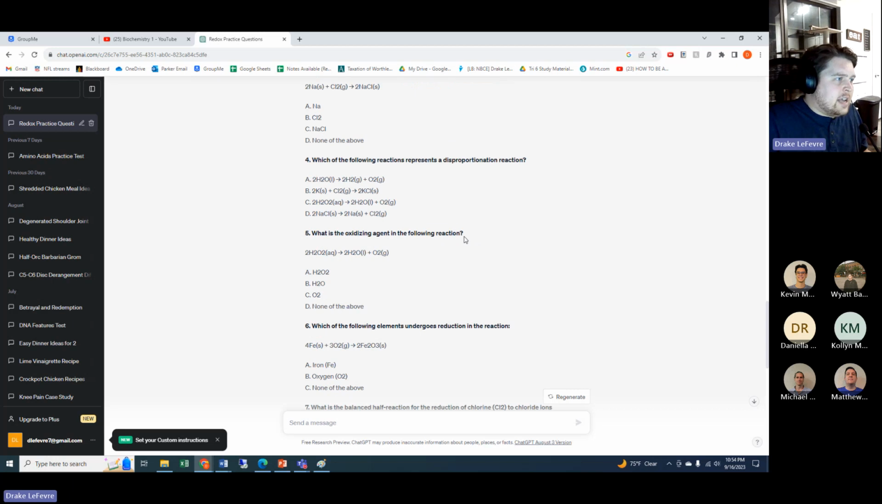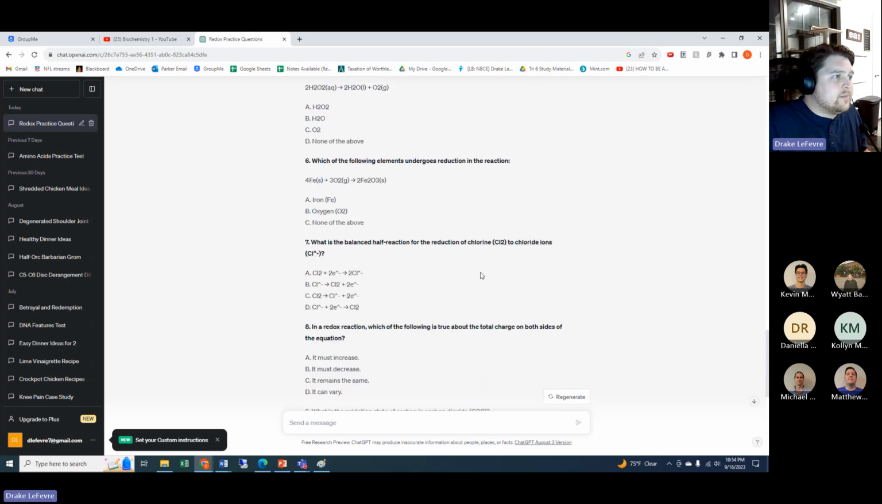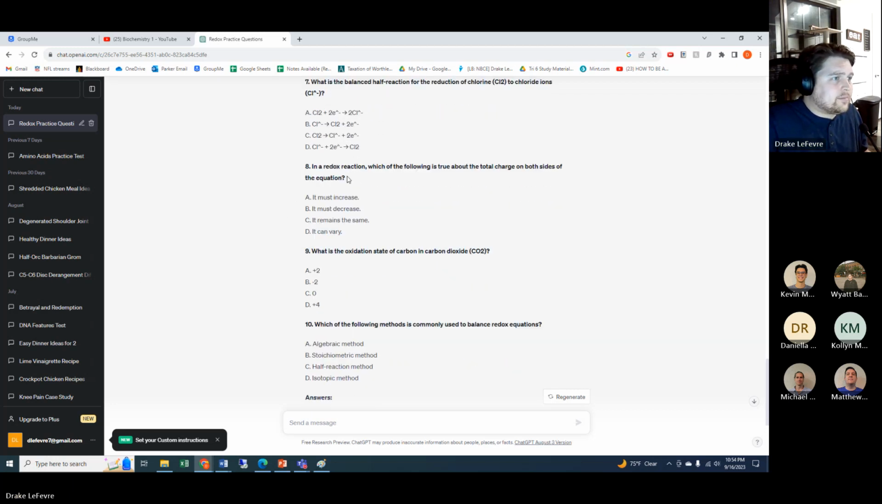Oxidizing agent in the following reaction, he'll ask a question exactly like that. Which of the following elements undergoes reduction in the reaction? He'll ask a question similar to that. This is asking about balanced half reactions. We don't do balancing in this. From what I remember, we don't do any balancing of equations in this class. So like this one, just cross it out and skip it.